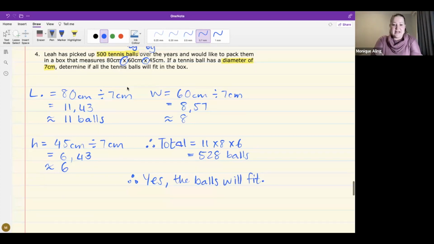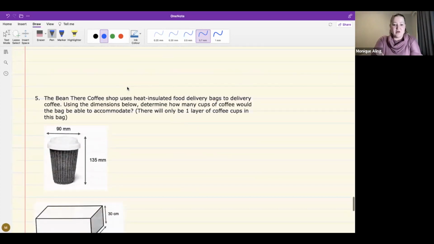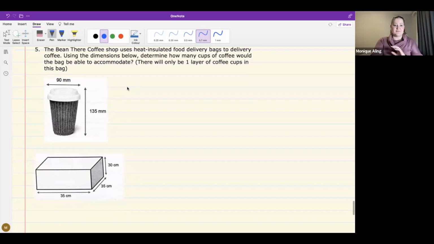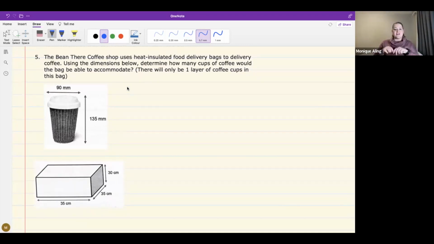All right, let's give it one more try. Last question for the evening. The Bean There coffee shop uses heat insulated food delivery bags to deliver coffee. Using the dimensions below, determine how many cups of coffee would the bag be able to accommodate. And then just a side note, there will only be one layer of coffee cups in this bag. So let's see how many coffee cups we can fit into this bag. It looks like a box, but just pretend it's a bag.